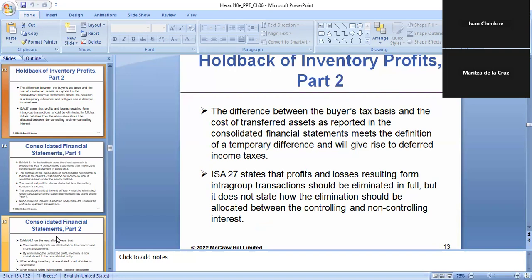So now we have a standard, International Accounting Standard 27, that states that the profits and losses which result from intragroup transactions should be eliminated in full, but it doesn't say how they should be eliminated and how the elimination should be allocated between the controlling and non-controlling interest.